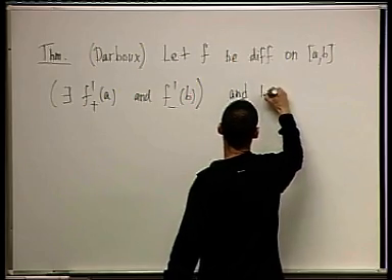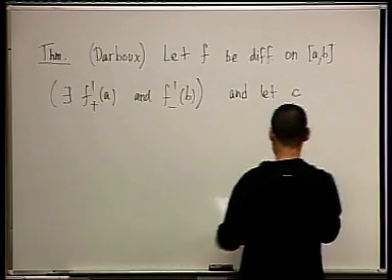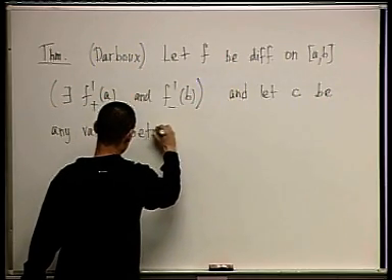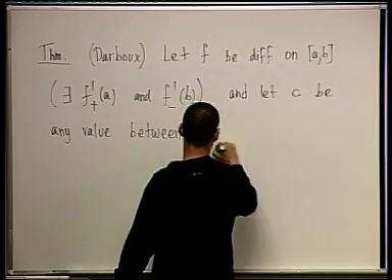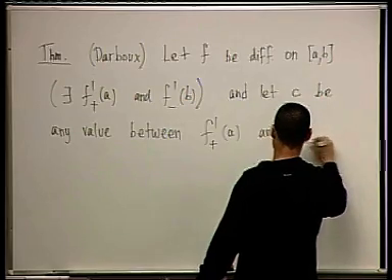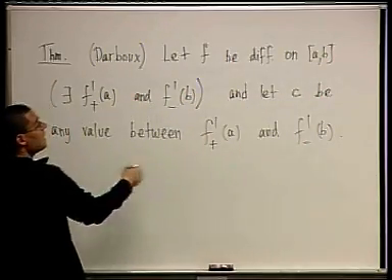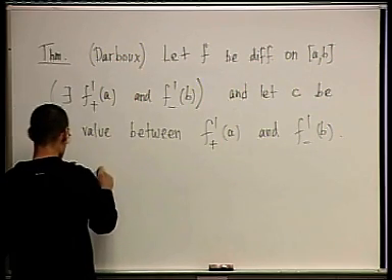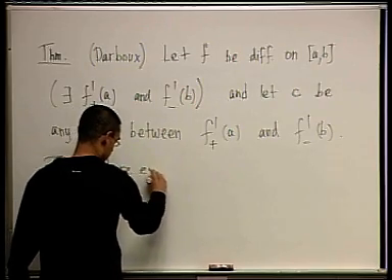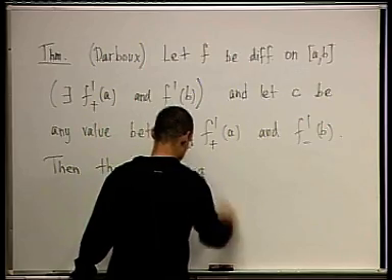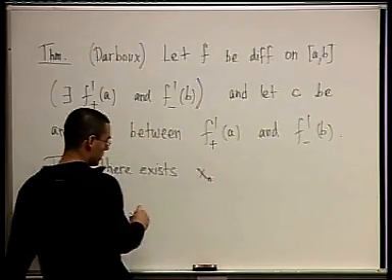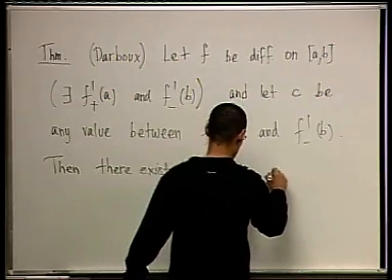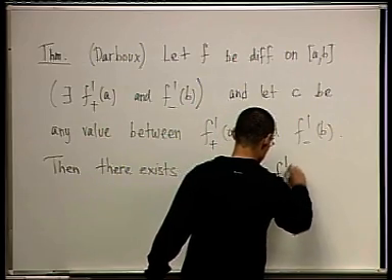And let c be a value, any value, between the values at the endpoints, f prime plus at A and f prime minus at B. And the intermediate value theorem in this sense says that then there exists a value, an x value, x0, such that the derivative at x0 is precisely that c. So f prime at x0 equals c.